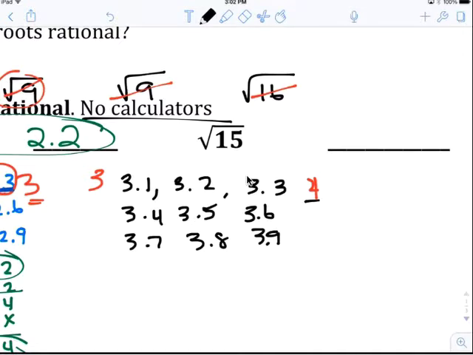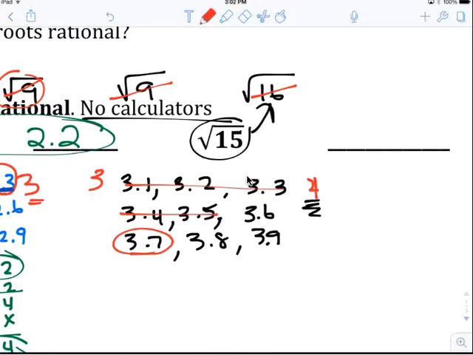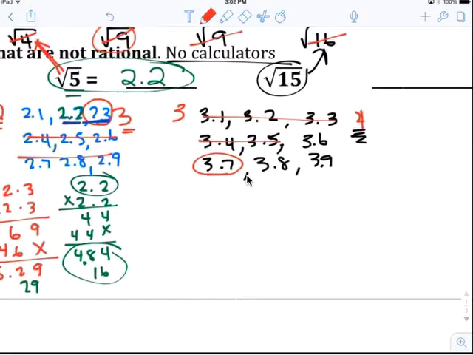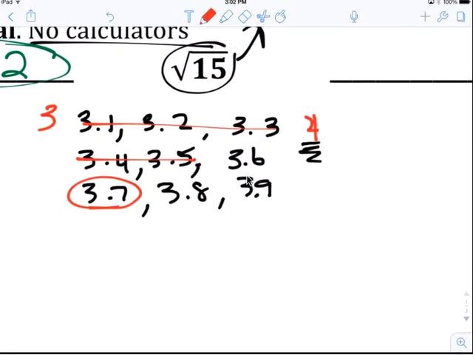So I would choose, because 15 is very close to 16, so its answer is very close to this. I'm going to choose 3.7 and see what happens. I'm going to choose from the top. I'm not going to choose any of these low numbers because it's closer to 16. Where the last one was close to 4, that's why I didn't choose these high numbers. I chose low numbers. Okay, let's choose 3.7.